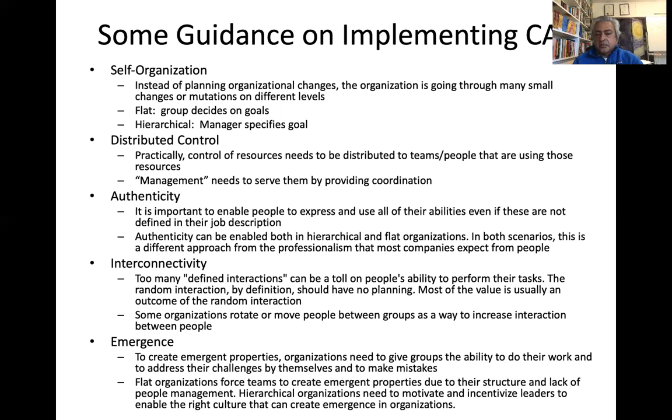The way to implement or inject the notion of emergence into a system is to essentially give groups the ability to do their work and to address their challenges by themselves, and also to allow them to make mistakes. And this notion of allowing mistakes becomes very important, so people can then begin to experiment in a different way, and this experimentation will cause emergence to happen.